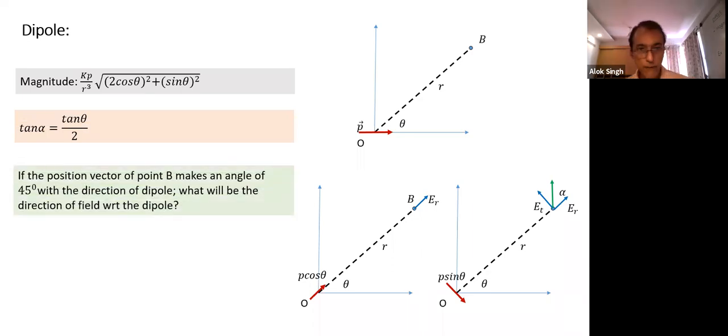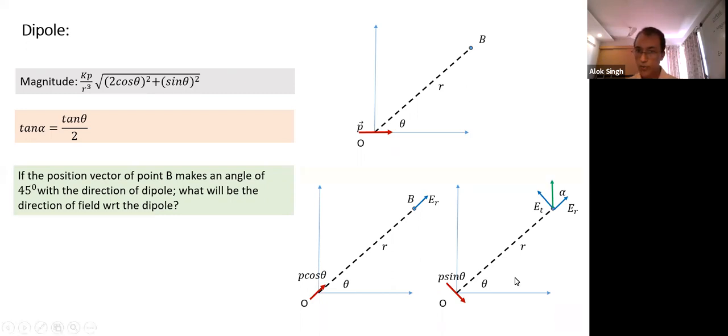So let's take an example. Suppose we take a point B. This point B makes an angle of 45 degrees with the direction of the dipole. Can you guess roughly what will be the direction of the field with respect to the direction of the dipole? So if theta is 45 degrees, can we approximately calculate what angle this resultant vector will make with the direction of the dipole? How would you guess that number? Because sometimes in questions we need to approximate the value. How would you guess that one?